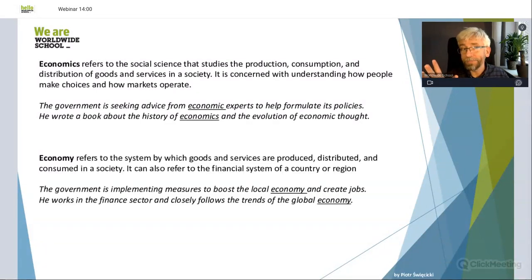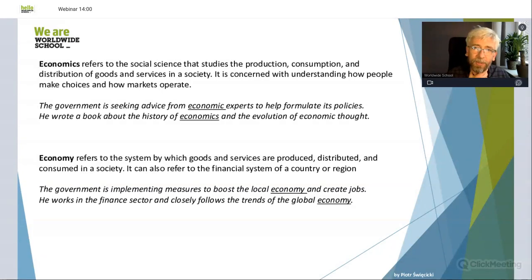And economy refers to the system by which goods and services are produced, distributed, and consumed in society. It can also refer to the financial system of a country or region. The government is implementing measures to boost the local economy and create jobs. He works in the finance sector and closely follows the trends of the global economy.